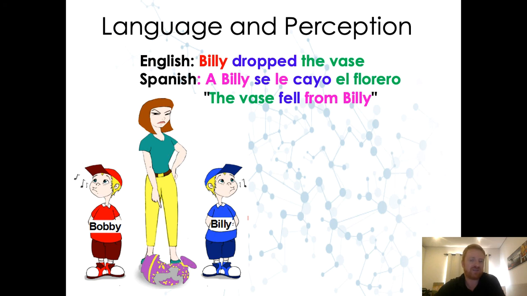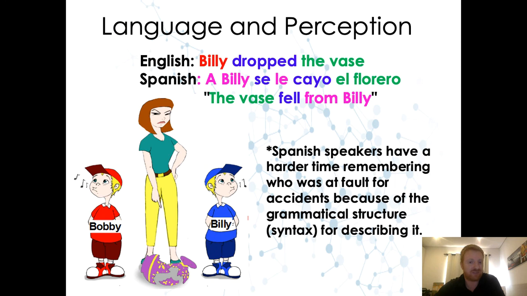And they wanted to know, do people have a difference in their ability to remember who was at fault for doing it? If the language structure doesn't really assign blame, will they remember the blame? And the answer was that Spanish speakers did have a harder time remembering who was at fault for the accident. And that's probably because of the grammar structure, that the grammar structure influenced the way that they perceived it and the way that they remembered it. So the syntax seemed to have an influence on reality. And that's the crazy part, that the language that they had learned in their brain influenced the way that they saw reality.